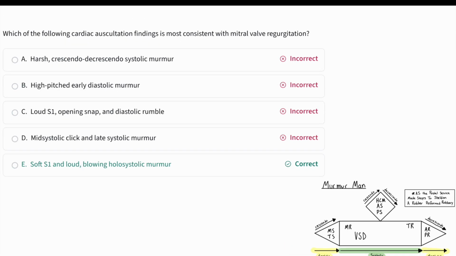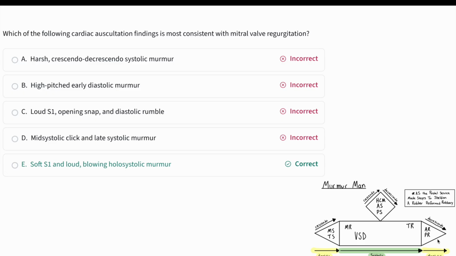And one more example here. Which of the following cardiac auscultation findings is most consistent with mitral valve regurgitation? Okay, well, we have mitral regurg, and if we look here, is mitral regurg a crescendo-decrescendo murmur? No, it's not in the head of our murmur man. Is it a high-pitched early diastolic murmur? No, because it's not in either of our arms.